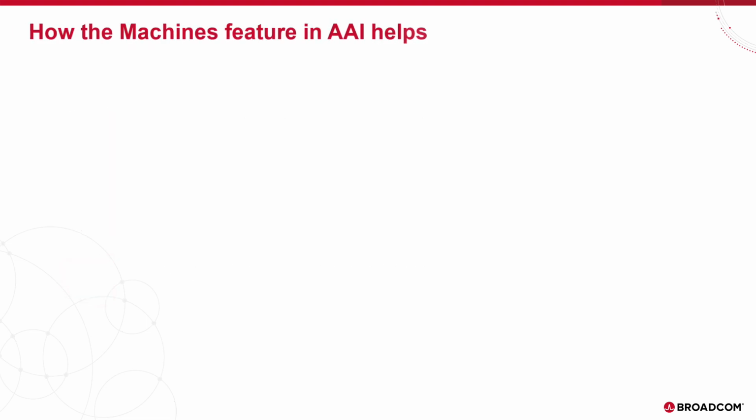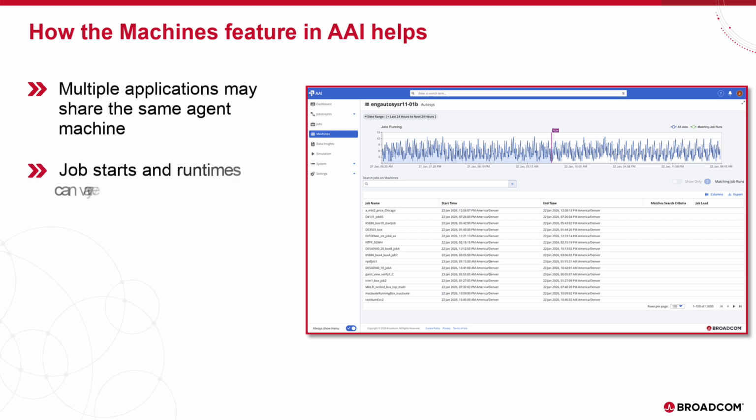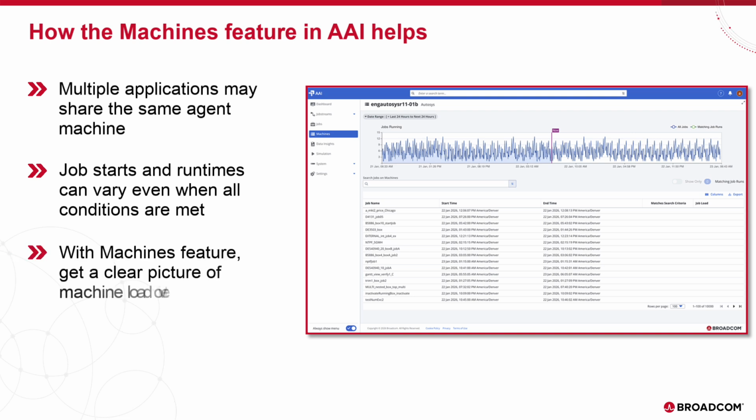Consider a typical processing environment where multiple applications share the same agent machine. Some days, jobs start late or run slower than usual, despite meeting all scheduling conditions. The challenge is knowing why. With the Machines feature in AAI, you can now get a clear, time-based view of how heavily a machine was loaded, which jobs were running during that time, and whether load constraints prevented jobs from starting.